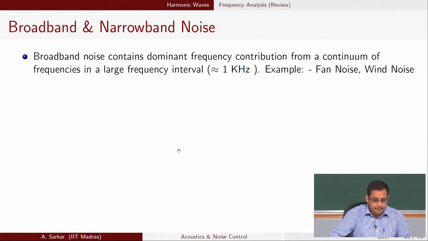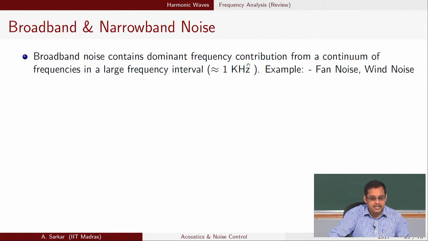Carrying on, we were till now talking about tonal noise, that means a single frequency type of situation, or we also talked about frequencies which are happening in a discrete manner. When we talked about order analysis, for example, there were multiple frequencies, but these frequencies were harmonically related. But then there are cases where the acoustic signal contains all the frequencies spilled over a certain interval.